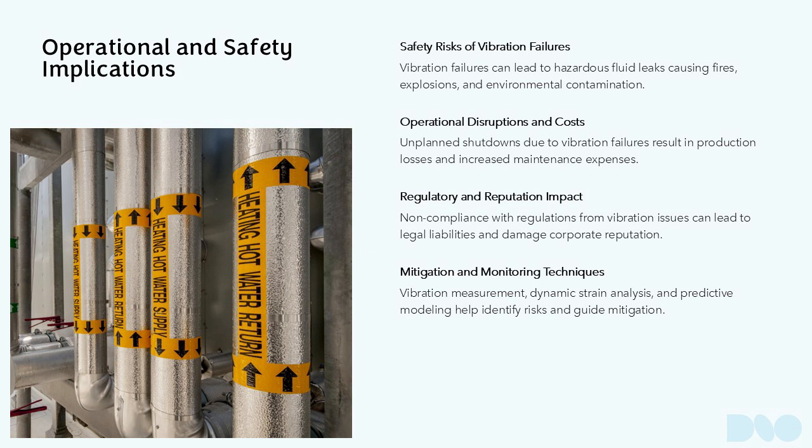Addressing these challenges requires a holistic approach that integrates design best practices, risk assessment methodologies, and continuous monitoring. Techniques such as vibration measurement, dynamic strain analysis, and predictive modeling can help identify high-risk areas and guide the implementation of effective mitigation measures. Ultimately, fostering a culture of proactive management and adherence to industry guidelines is essential for ensuring the long-term reliability and safety of process piping systems.